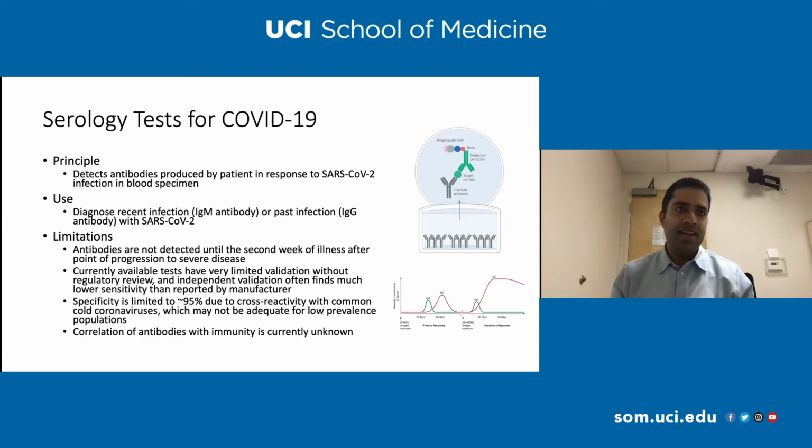Regarding currently available tests, the FDA essentially has allowed a lot of these tests to come to market with very minimal validation data and minimal regulatory review. And oftentimes when they're independently validated, we find worse performance than what's reported by the manufacturer. And they're highly variable. A lot of these are out there. And I would encourage the public, a lot of pop-up clinics now are offering this antibody testing for $100. And it's very unclear, for some of these tests, what the true accuracy is and whether they're useful.